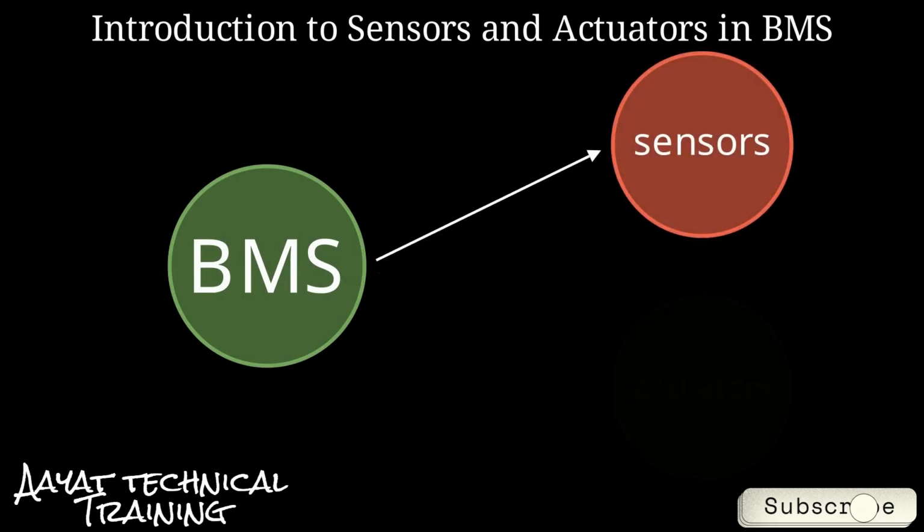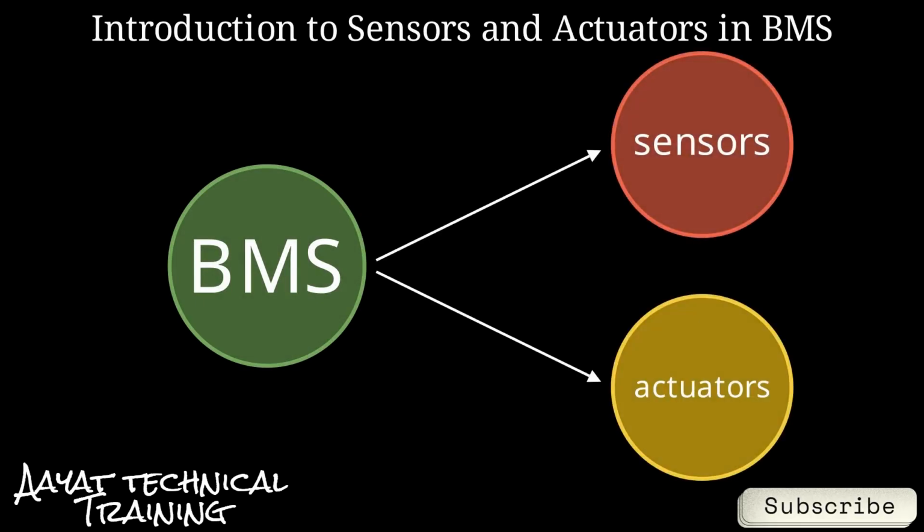Sensors and actuators are the foundation of any building management system, BMS. Sensors collect real-time data, while actuators physically respond to controller commands to maintain optimal building conditions. In this chapter, we explore their types, applications, wiring, and selection criteria.